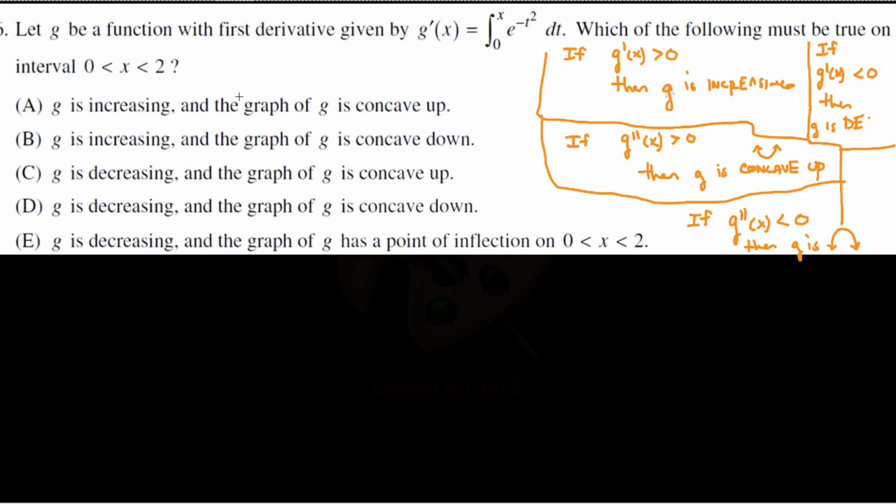So let's see what we have here. They're giving you a function for g prime of x, and the question is I have to do some analysis on this integral. There's no way about it, and it looks like an ugly thing, but what's important is that the integrand, the function on the inside, is never negative, and it's definitely not negative between 0 and 2. So it's going to look something like this. That's 1 over e to the t squared. So if this is t, 1 over e to the t squared looks something like this.